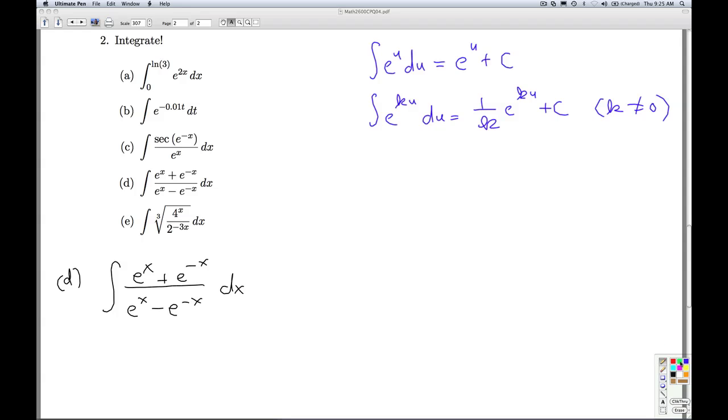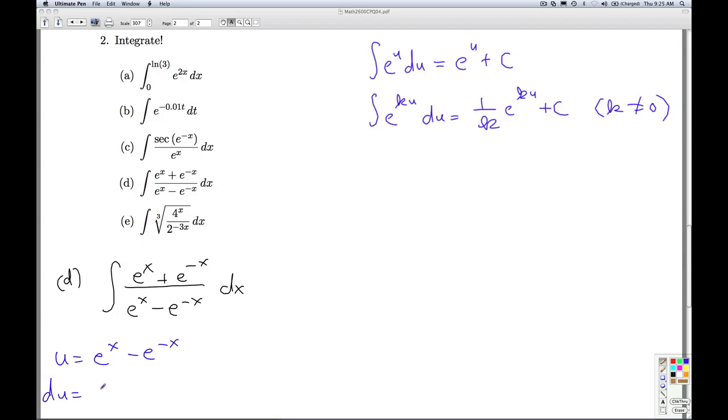And once again, we're going to make a u substitution. We need to pick something good for u. So we can go back to let u be the thing in the denominator. That was one of our rules of thumb. And look what happens when we do that.